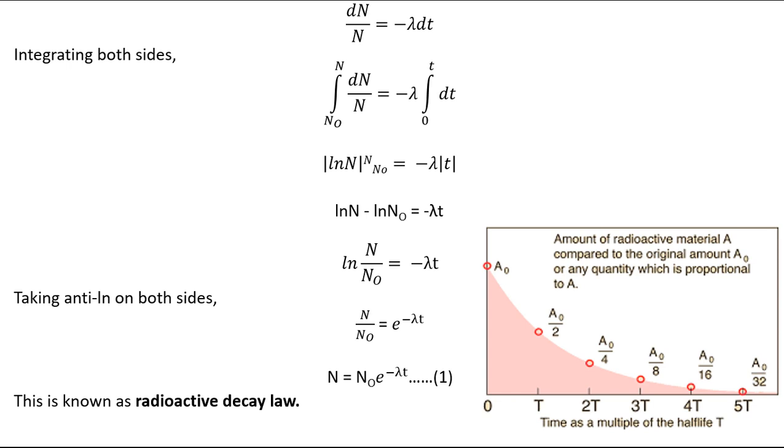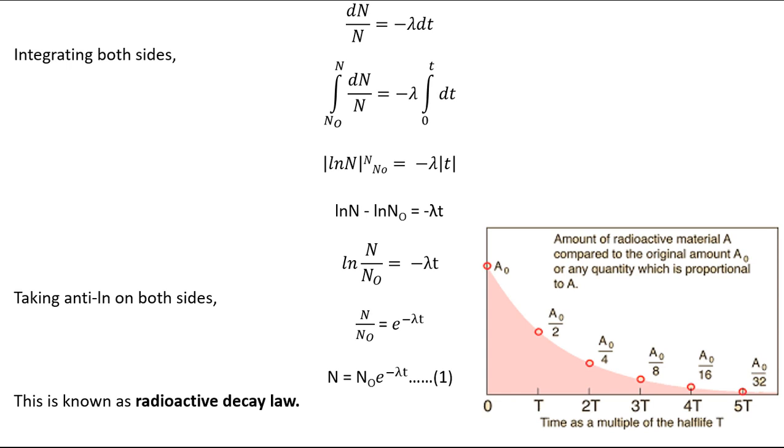After some mathematical calculations, taking the anti-log and so on, we end up with equation number 1, and this equation number 1 is actually the radioactive decay law, which explains that N is decreasing with time according to this expression. It is exponentially decaying with time, and here in the figure N is replaced by A, which is also called the activity of the sample.